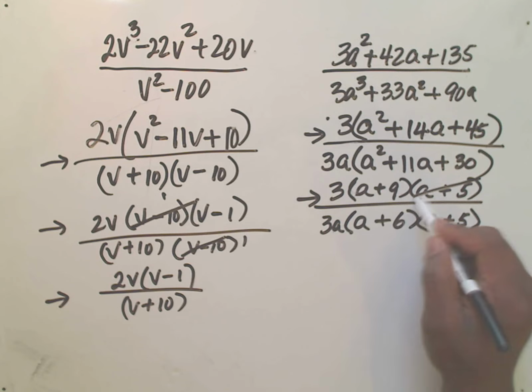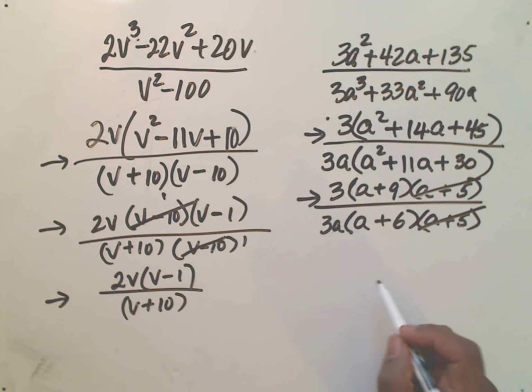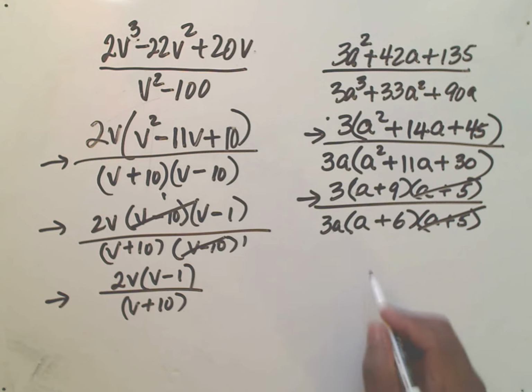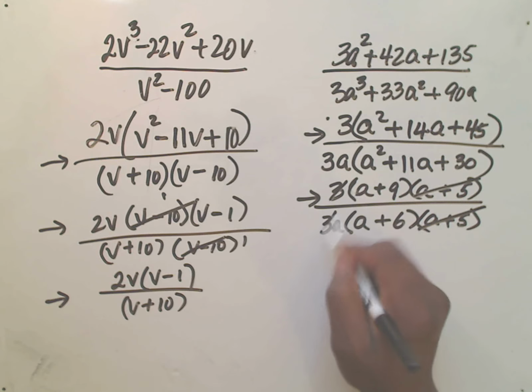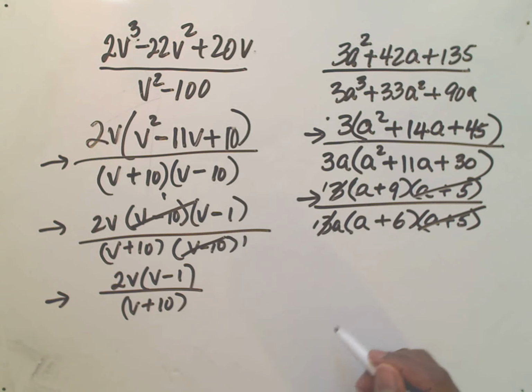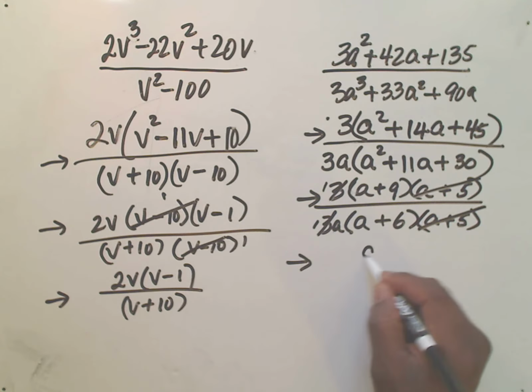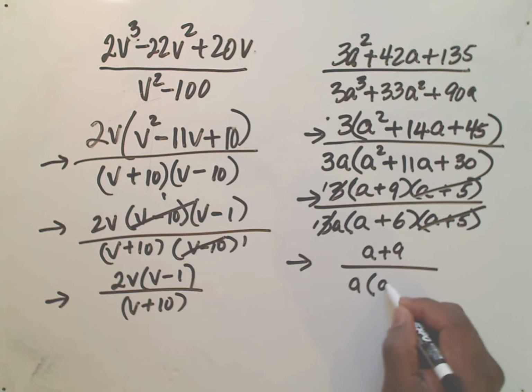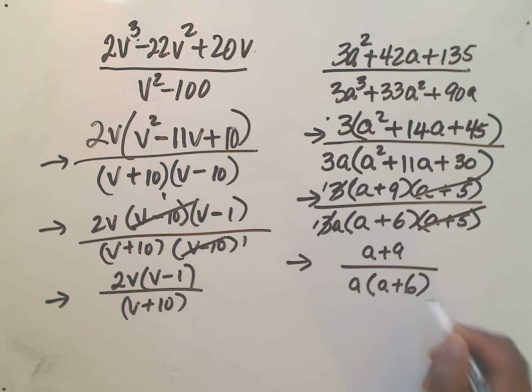And we end up with this A plus 5 cancels this A plus 5, because we've got all multiplication going on between the factors. We have 1, 2, 3 factors. The 3 will cancel with the 3, give you the 1. And we are left with, in the numerator, A plus 9 divided by A times A plus 6. And that is completely factored and simplified.